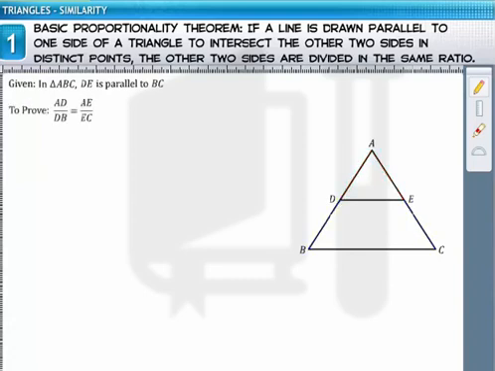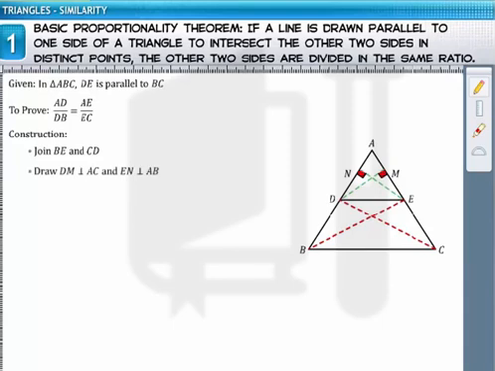To prove this theorem, join B to E and C to D. Also draw two perpendiculars, DM on AC and EN on AB. Let's begin the proof. Consider triangle ADE and triangle BDE.